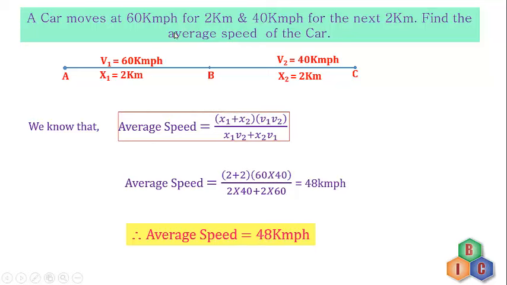Many students think that since it is average, it is 60 plus 40 divided by 2. That's wrong. Anyway, this is a problem for the entrance examination also. So remember, to find the average speed of a body, the formula that you should use is (x1 plus x2) into v1 v2 divided by x1 v2 plus x2 v1.